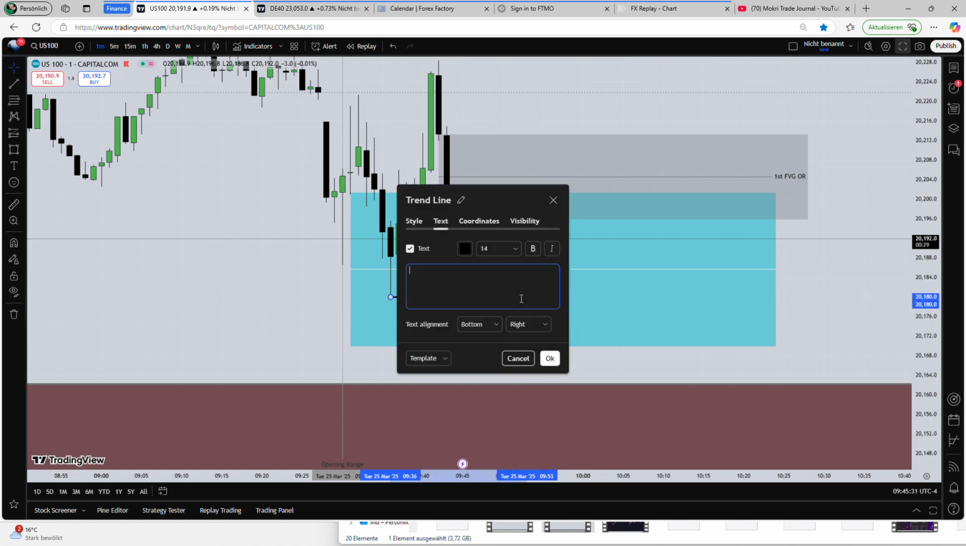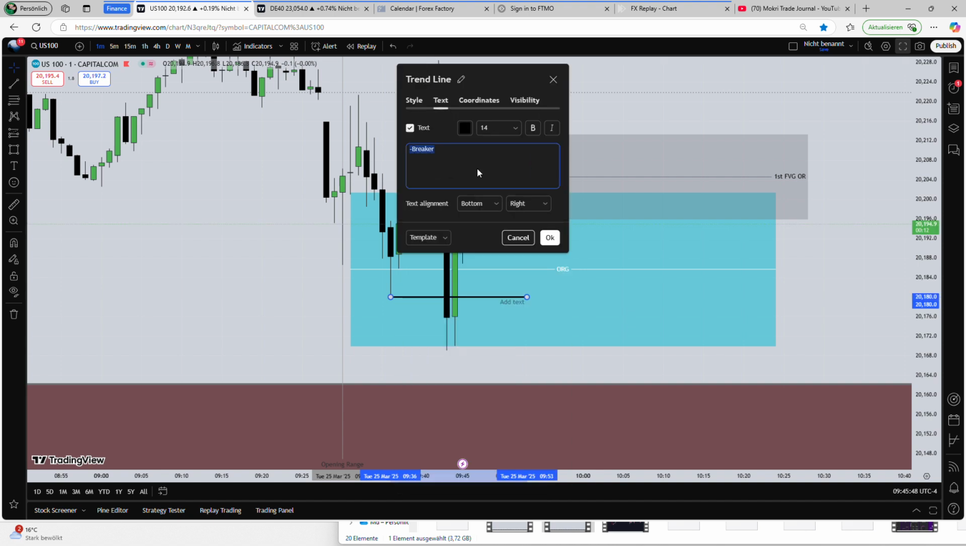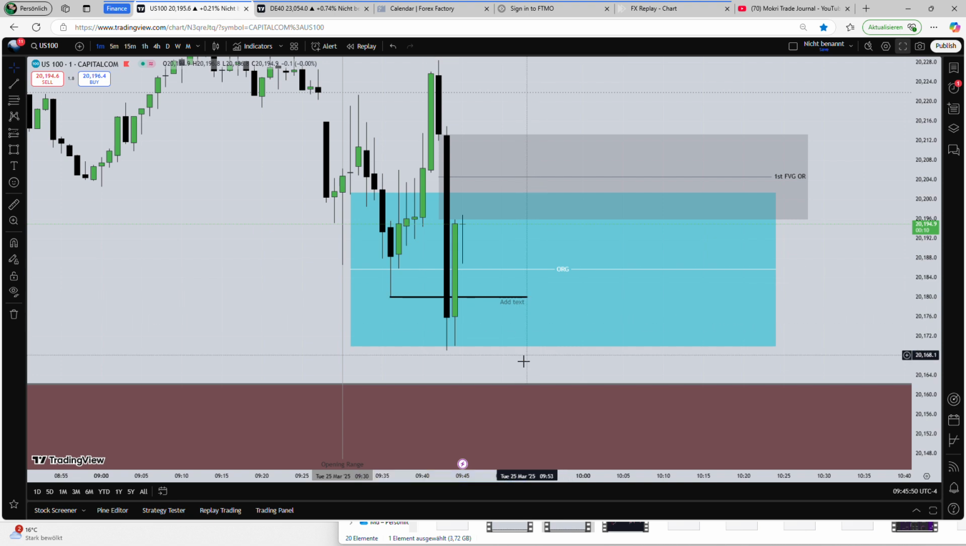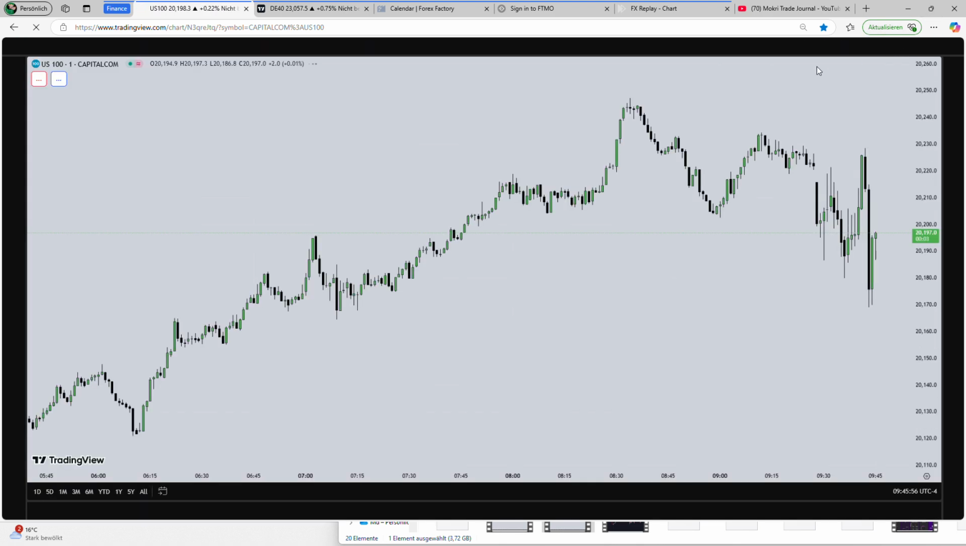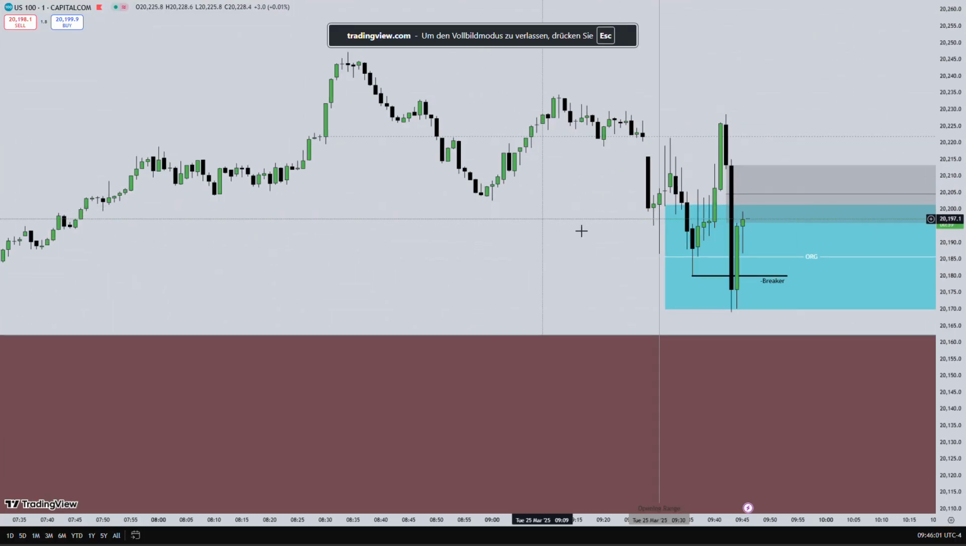So this is a breaker. This is a bearish breaker. Let me see. Breaker. There we go. We have it. Oh, what is wrong here? Let me just refresh this for a second. I don't know what's wrong here, but just give me a second. Okay, here we go.